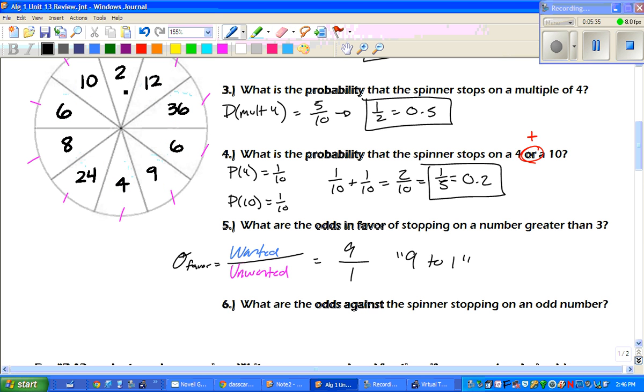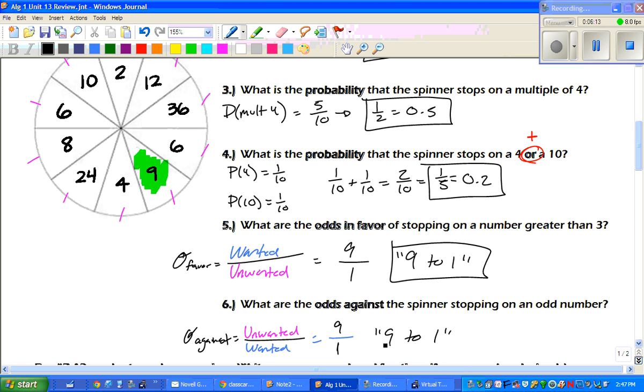Okay? Now the next one we're doing is odds against. Okay? And that's the exact opposite, where you want your unwanted on the top and your wanted on the bottom. So what are the odds against the spinner stopping on an odd number? Well, the odd numbers, there's only 1. And that's what we want. So that's on the bottom, and then everything else is on the top. So that's why that one is also 9 to 1.